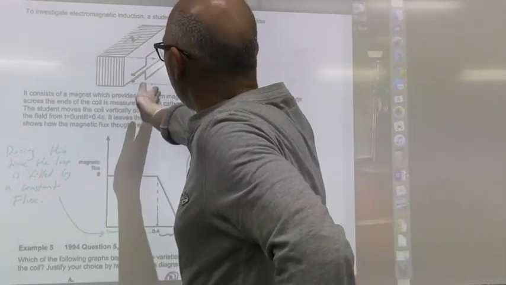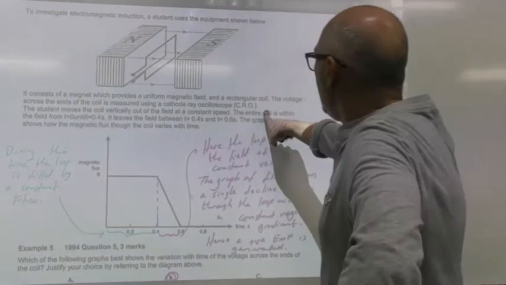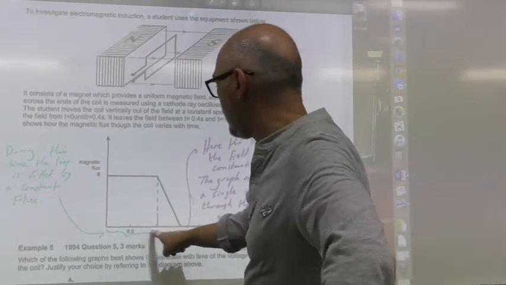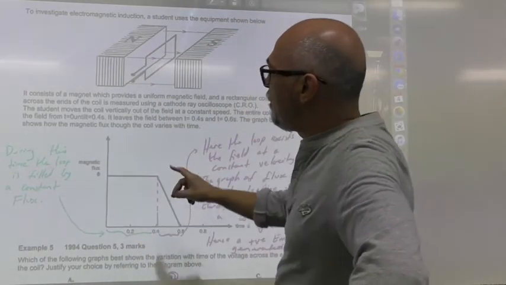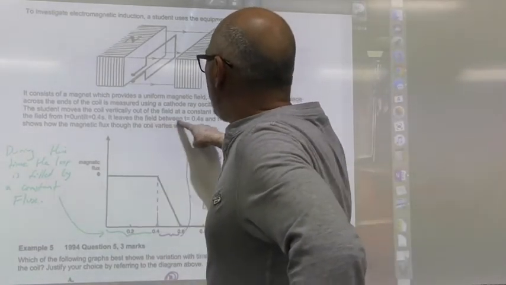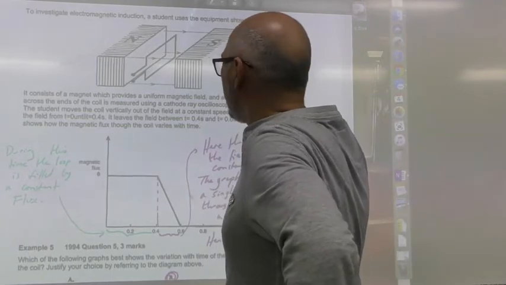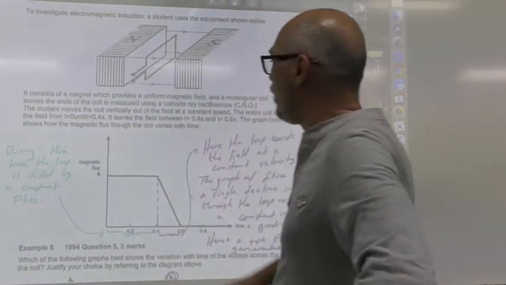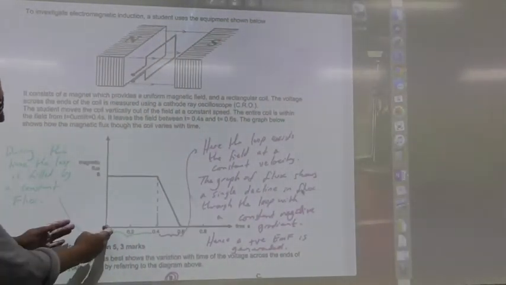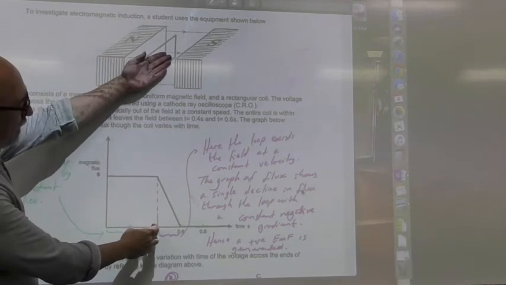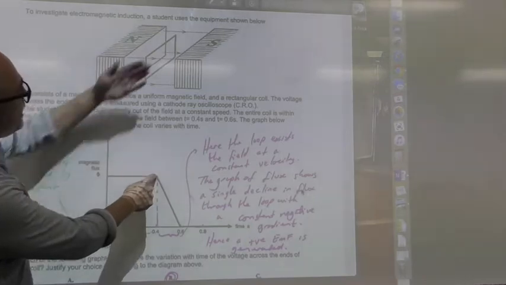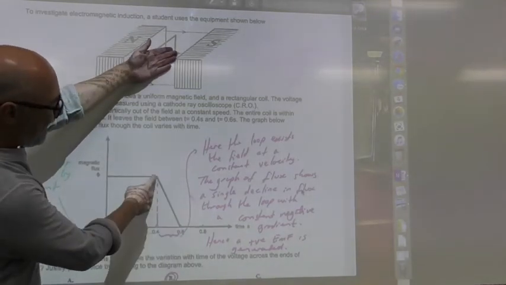All right, so the student moves the coil vertically out of the field at a constant speed. The entire coil is within the field from 0 to 0.4 seconds, so it's inside the field for that whole time, the whole loop. It leaves the field between 0.4 and 0.6 seconds. The graph below shows how the magnetic flux through the coil varies with time. Now, from here to here, it's completely immersed. From here to here, it leaves the field. So it's gone from full flux to zero flux in that time.